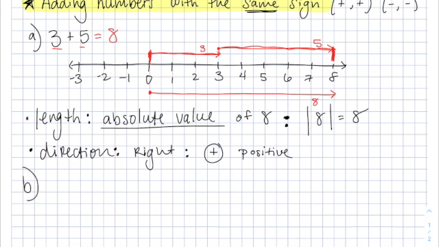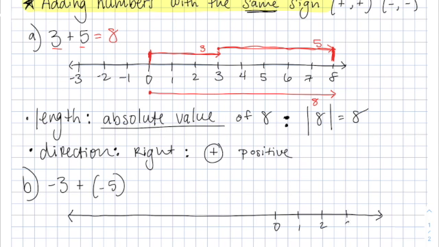The next example that I'm going to do, so in the first one we did 3 plus 5. Here we're going to do -3 plus -5. So again, the first thing that we do is we're going to draw a number line. And here I'm combining two negative numbers. So most of my arrows are going to go to the left. So I'm going to put the 0 off to the right side.